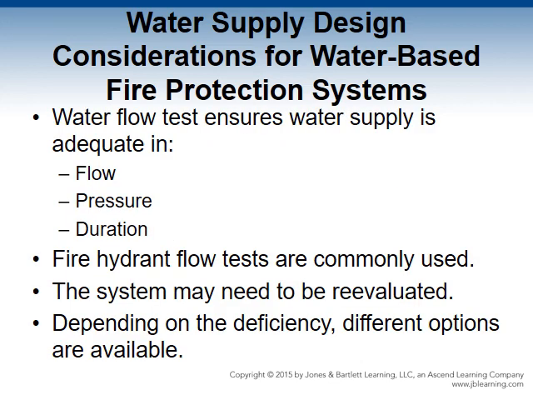One of the most important tests to ensure an adequate water supply is a flow test. The test is performed to ensure that the water supply is adequate to meet the flow, pressure, and duration of a water-based fire protection system design. It can be as simple as opening a 2-inch drain on a fire sprinkler system, or as involved as conducting a fire pump flow test.